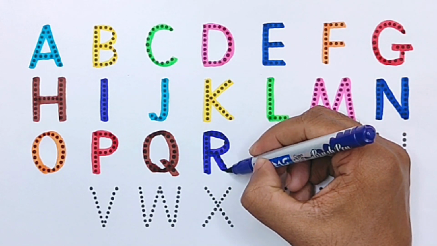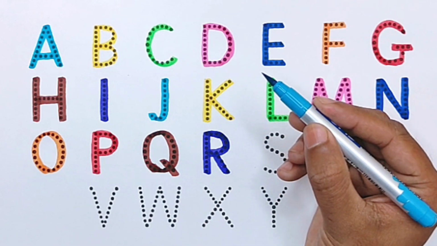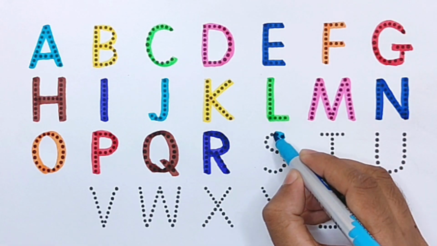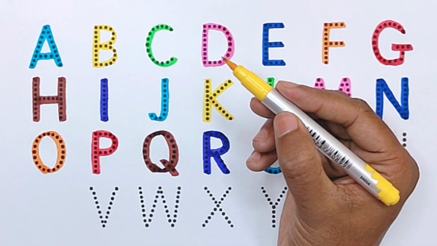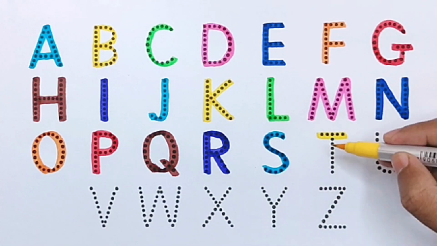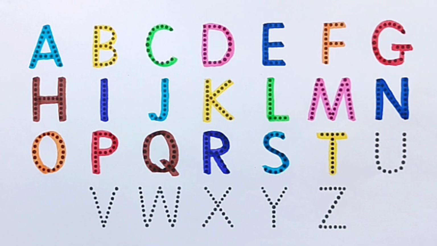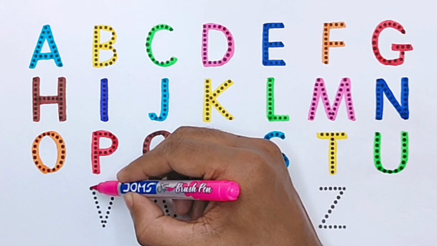R for rainbow, sky blue color. S for strawberry, yellow color. T for tomato, light green color. U for umbrella, pink color.